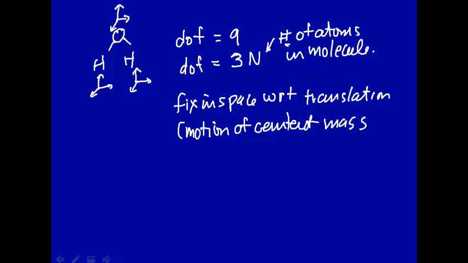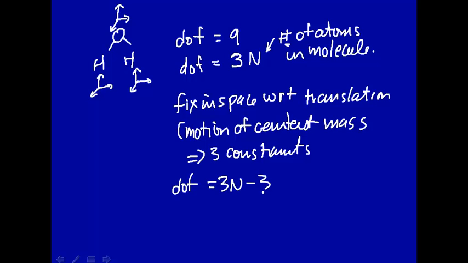So the molecule can rotate, it can vibrate, but by fixing it in space with respect to translation, the center of mass can't move around. So this implies we have 3 constraints. So no longer do we have a degree of freedom for the X, Y, and Z with respect to translation. So now our degrees of freedom, when we've fixed it in space, is 3n, our total number, minus 3.